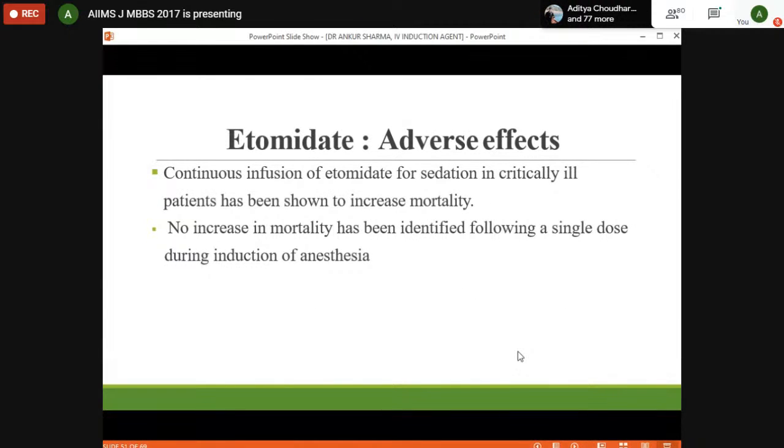Continuous infusion of etomidate for sedation in critical patients has been shown to cause no increased mortality, and no increase in mortality has been identified following a single dose during induction of anesthesia.